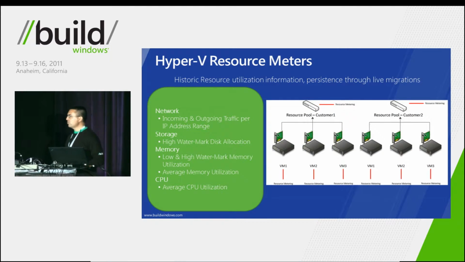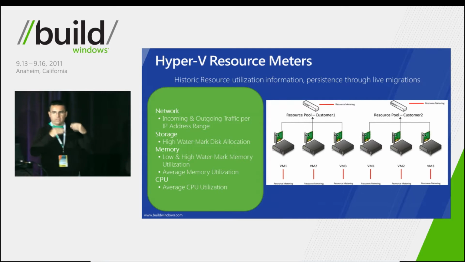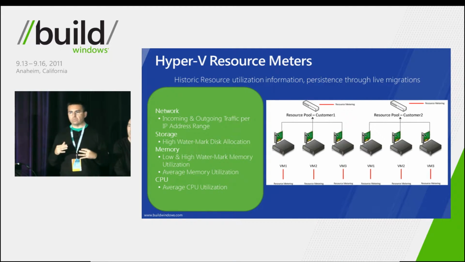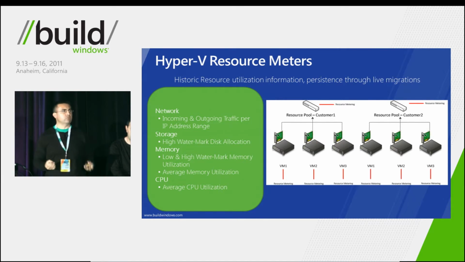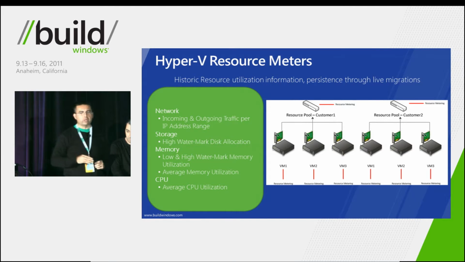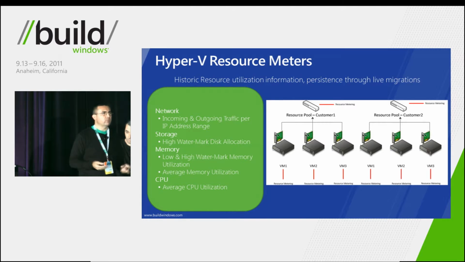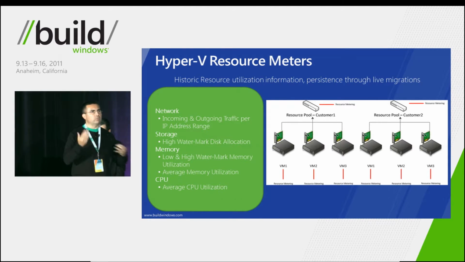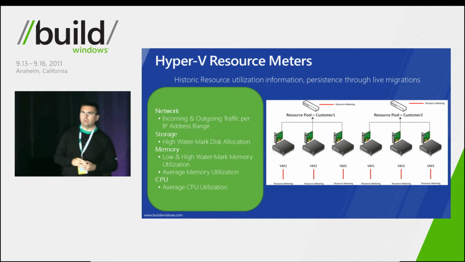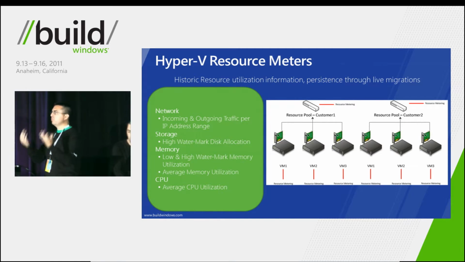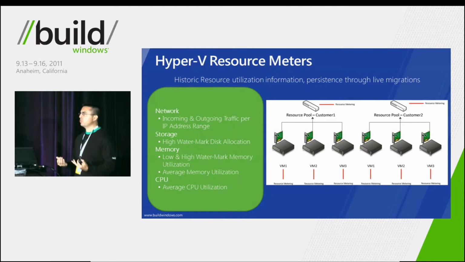In terms of Hyper-V resource metering, let's talk about some of the rich capabilities we've added. For networking, you can monitor the incoming and outgoing traffic per IP address range, giving you some really nice granularity in terms of what you want to monitor. For storage, we have a high watermark disk allocation. For memory, low and high watermark memory and average memory, and for CPU, we have average CPU utilization. This is the feedback we received from you: what are the right counters that you need when you develop management packages or build a hosting infrastructure, to deliver a service to customers?